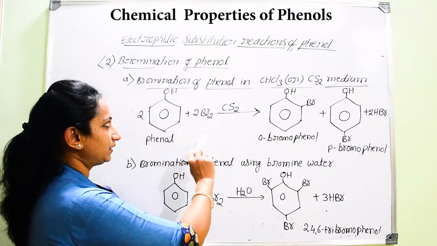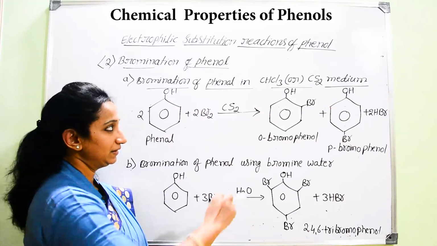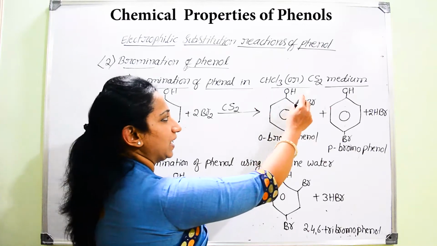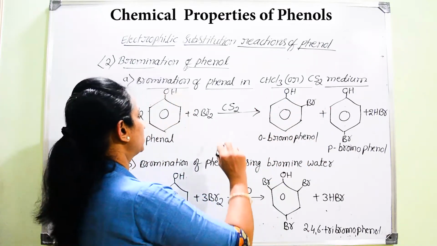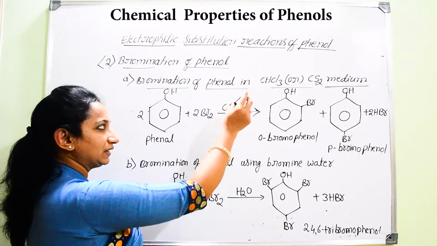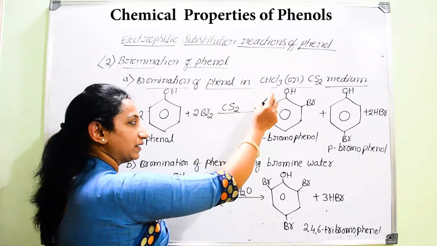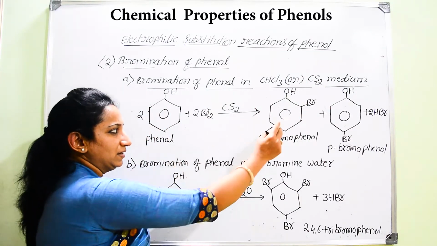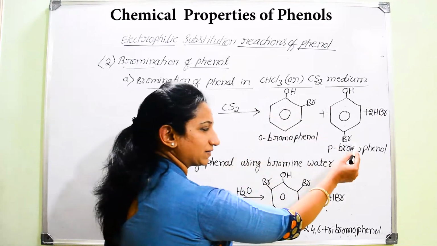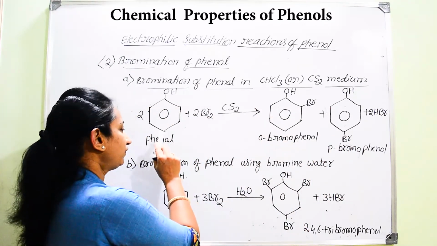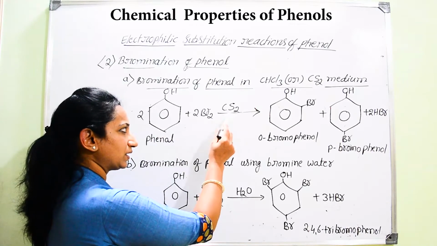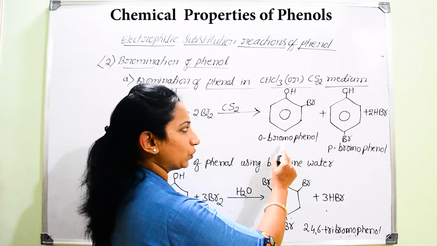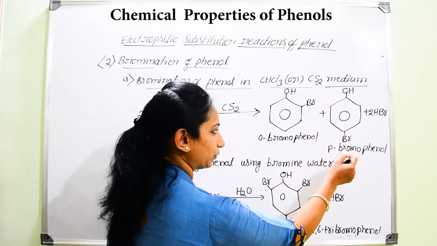In the very first method, the bromination of phenol can be done in a medium such as CHCl3 (chloroform) or carbon disulfide (CS2). If it is done in a medium of either chloroform or carbon disulfide, then you are going to get substituted products at the ortho as well as the para positions. So when phenol is subjected to bromination in carbon disulfide medium, you will get two products: orthobromophenol and para-bromophenol.